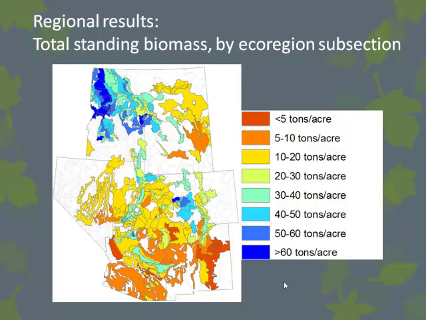This map shows the distribution of total standing biomass in the 2000s, so time 2. The darkest blue areas have more than 60 tons per acre, and as you might expect, those more productive areas are in northern Idaho, western Montana, also some very productive areas in central Colorado and the spine of Utah down to the Mogollon Rim in Arizona.